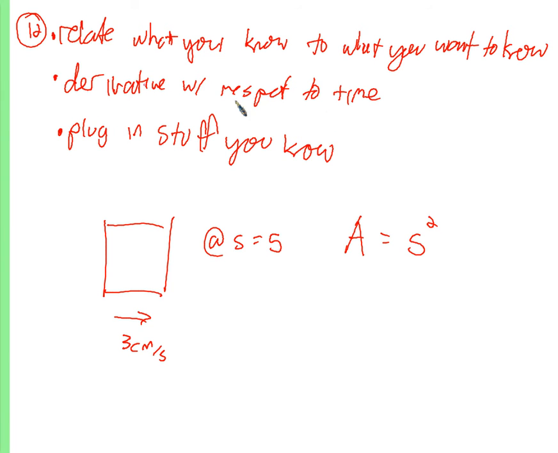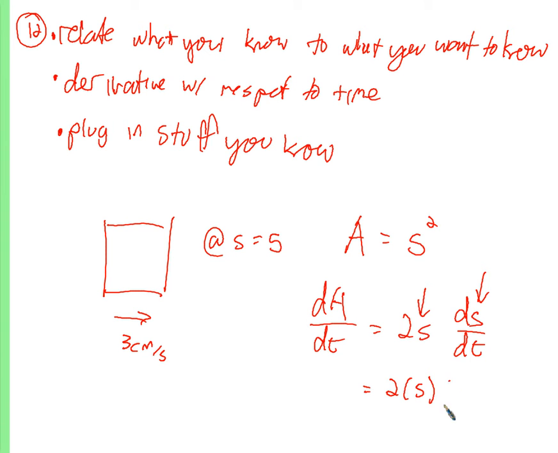So now I take the derivative with respect to time. dA/dt equals 2s ds/dt. Well, now I just need to know the side length and the rate at which the side length is changing. I know both of those things. 2 times 5 times 3. So 30. 30 what? Centimeters squared. We got centimeters here, we got centimeters per second here. Centimeters squared per second. At that instant that this side length is 5, the area is increasing by 30 centimeters squared per second. Every second we're getting 30 centimeters squared.